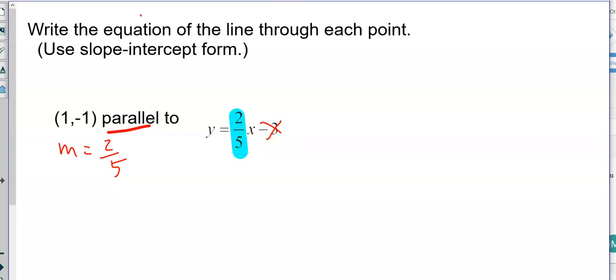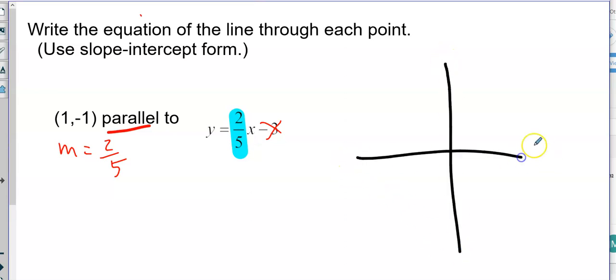If you want to get a picture of what we're doing here, this is a graph. So if I were to roughly graph this line, it has a slope of 2/5 and roughly looks like this. That's a pretty good, general graph of that line.